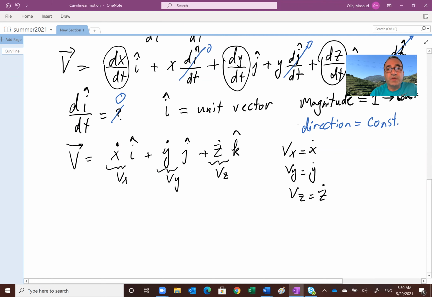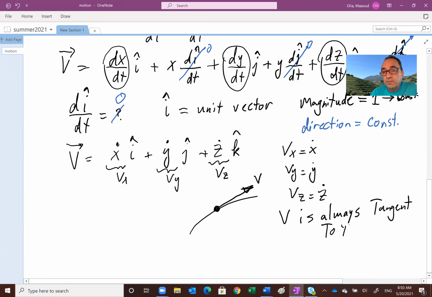You don't have to break it down like that. And if you want to find, so see, velocity in general is going along a curve that has to be always tangent to the path. That's very important, guys. V is always tangent to the path of motion. Okay, so it's something to remember.